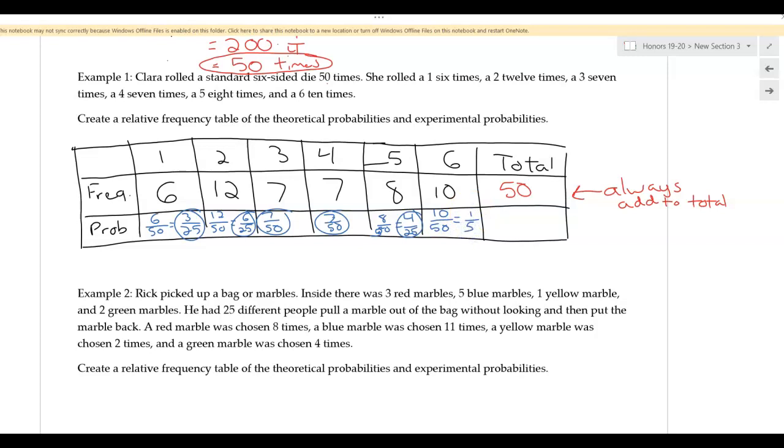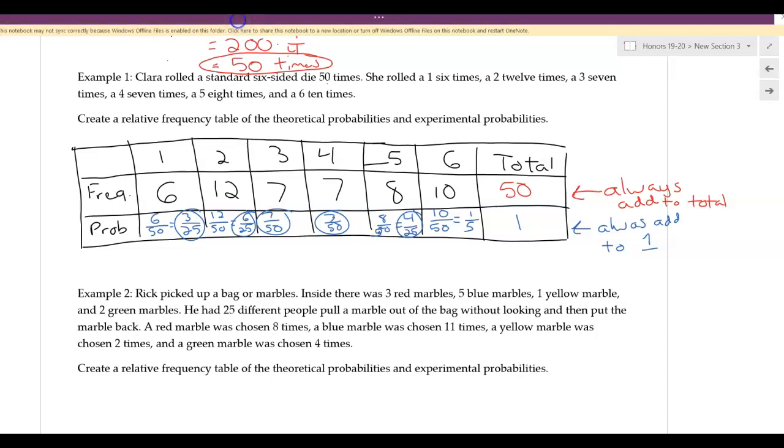And then our total probability, remember, is 1. So these always add to 1. Okay, because if I add up everything, my probability is 100%, right? So 1. And you can check, and those would add up to 50 out of 50 or 1. Okay. All right.